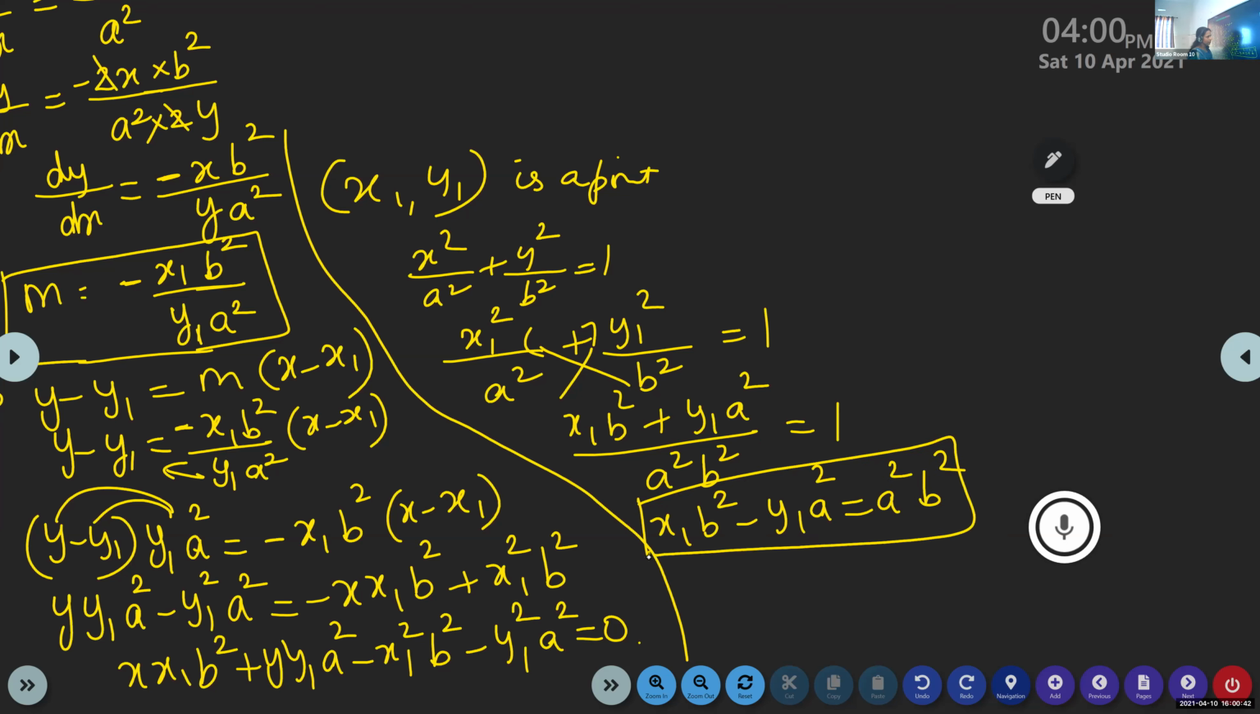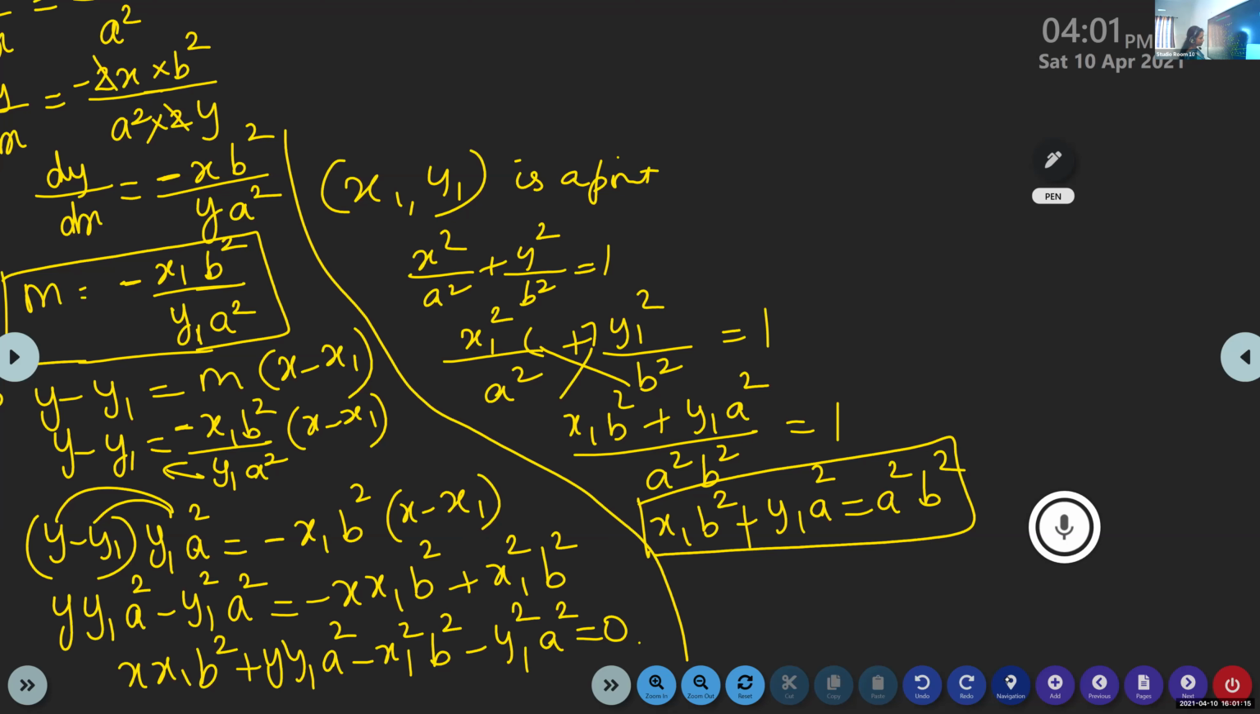Is it okay, children? If x1, y1 is a point on the ellipse, it will satisfy the equation of the ellipse. So x1 square by a square plus y1 square by b square is equal to 1. Now you cross multiply this. So x1 square into b square plus y1 square into a square by a square b square is 1. By a square b square, if you cross multiply, we will get x1 square b square plus y1 square a square is equal to a square b square.